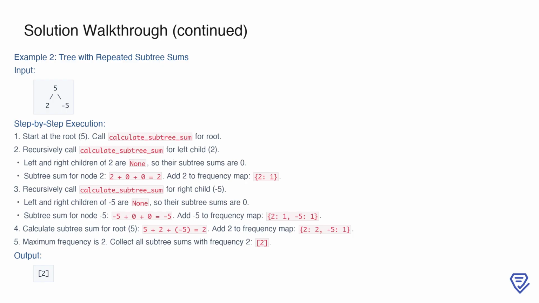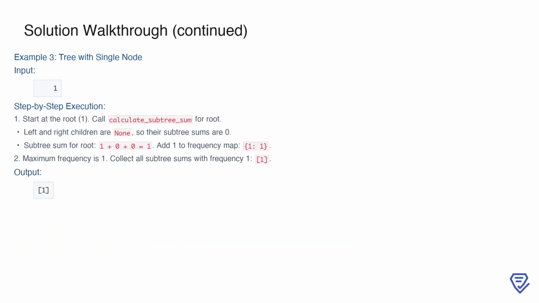This gives us 5 plus 2 minus 5, which equals 2. Adding this to the frequency map, we notice that the frequency of 2 increases to 2, making the updated map 2, 2, -5, 1. The highest frequency here is 2, so the output is the subtree sum with that frequency, which is 2.